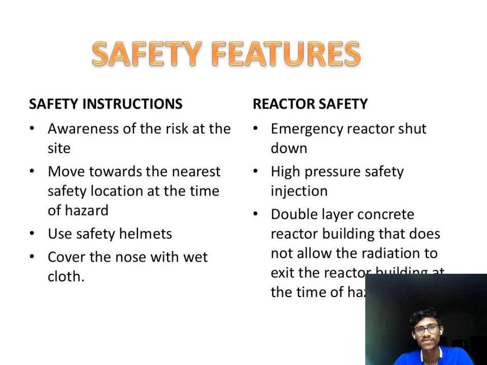Now let's see some of the safety features used by nuclear power plants. The safety instructions are: awareness of the risk at the site, move towards the nearest safe location at the time of hazard, use safety helmets, cover the nose with a wet cloth. Reactor safety measures are: emergency reactor shutdown, high pressure safety injection, and a double layer concrete reactor building that does not allow radiation to exit the reactor building at the time of a hazard.